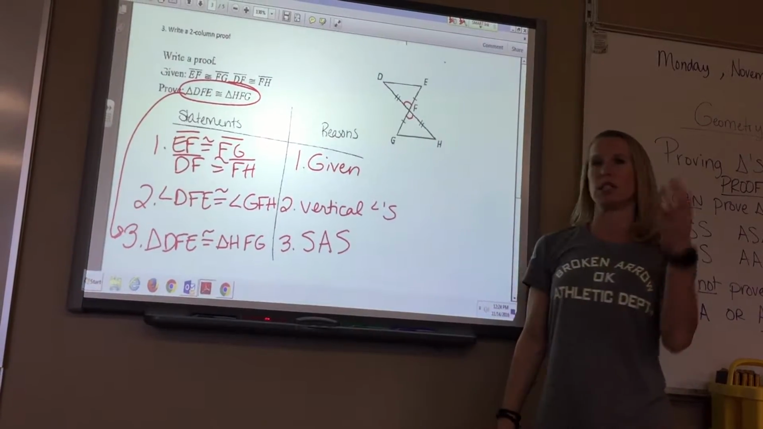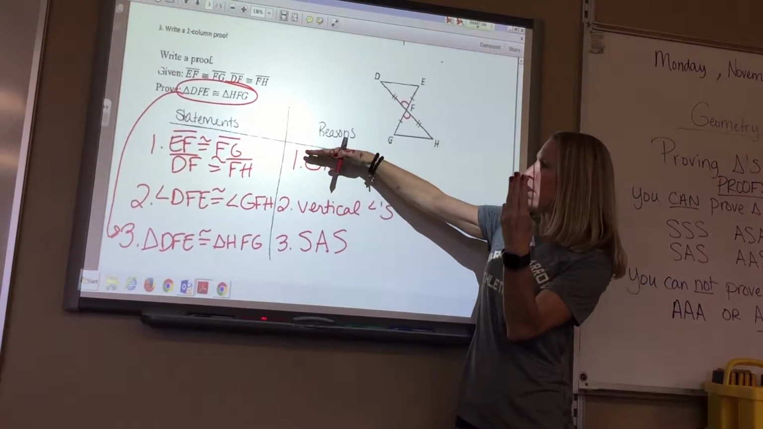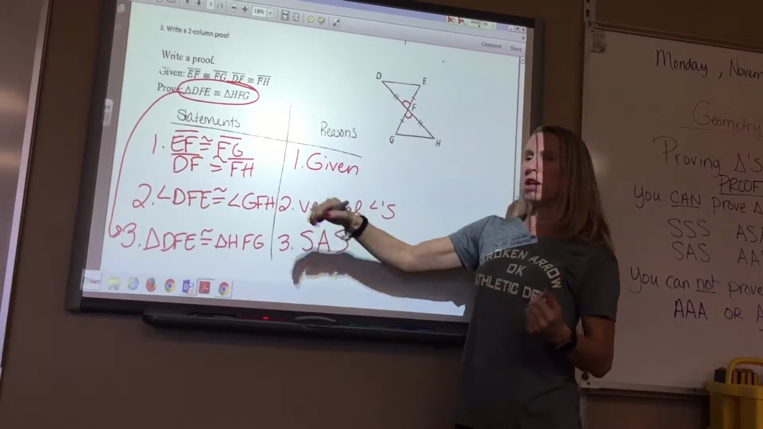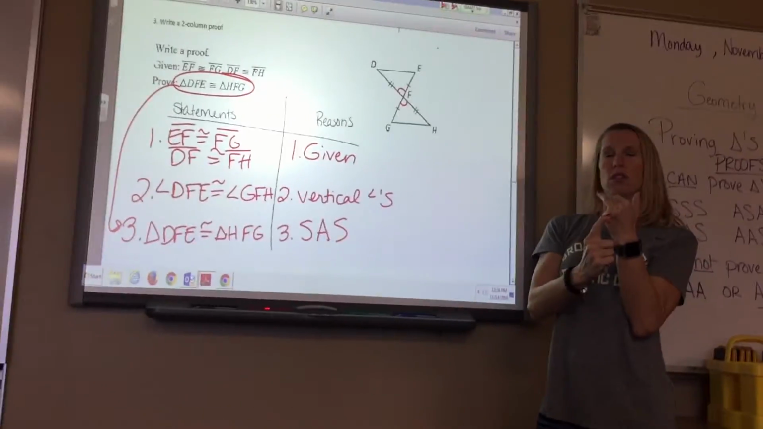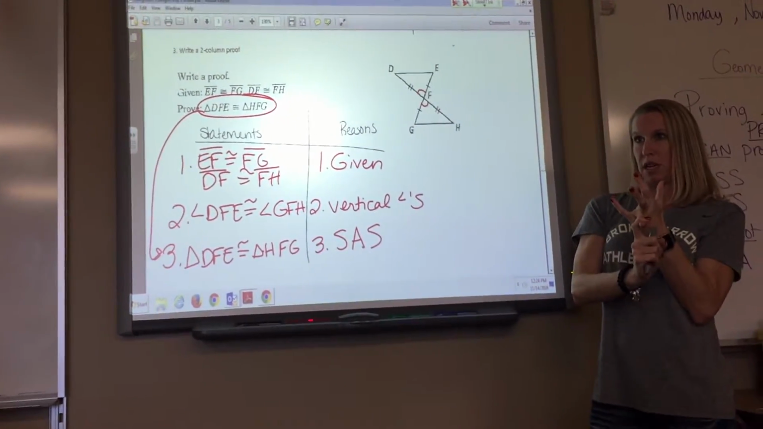So every single one of these has 3 steps. The given part and the last part should be the easiest. The middle part is either vertical angles or reflexive property.